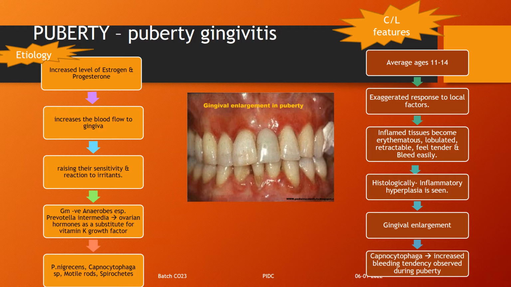As we said, it is seen in the puberty stage. The average age is 11 to 14 years, and there will be an exaggerated response to the local factors, which appears as inflamed tissues that become erythematous, lobulated, and retractable, and which feel tender and bleed easily. Histologically, inflammatory hyperplasia can be seen, which can appear as gingival enlargement also. There will also be an increased bleeding tendency, mainly due to the increased Capnocytophaga species.